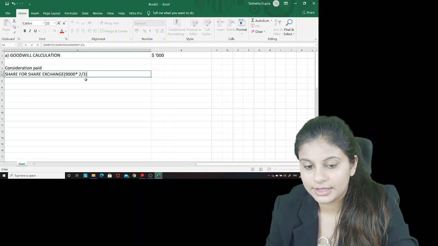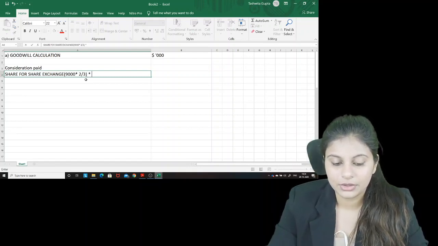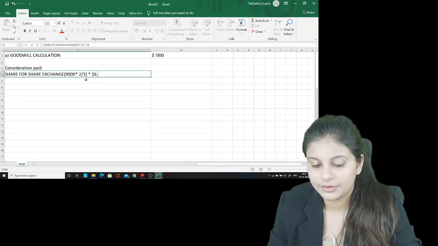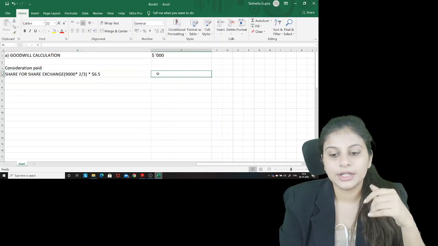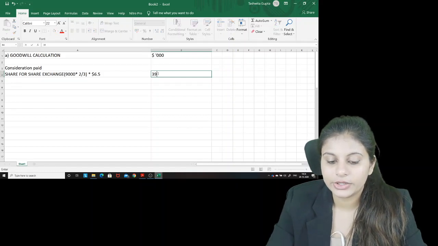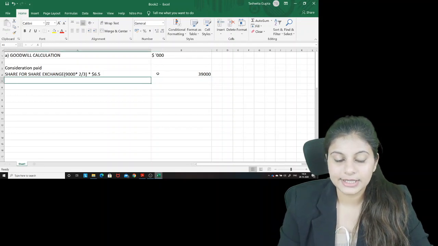and that is being multiplied by $6.5, right? So that is what I am getting. So you can just calculate it in your calculators. It must be coming out to be 39,000. Right? Then what else do I have?